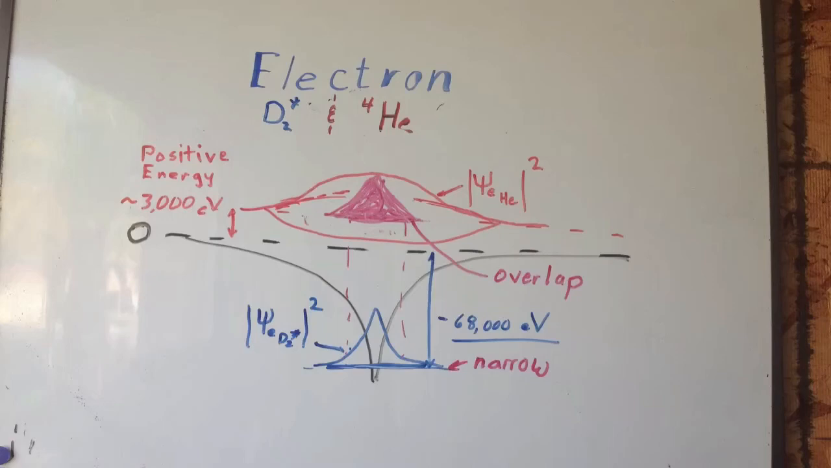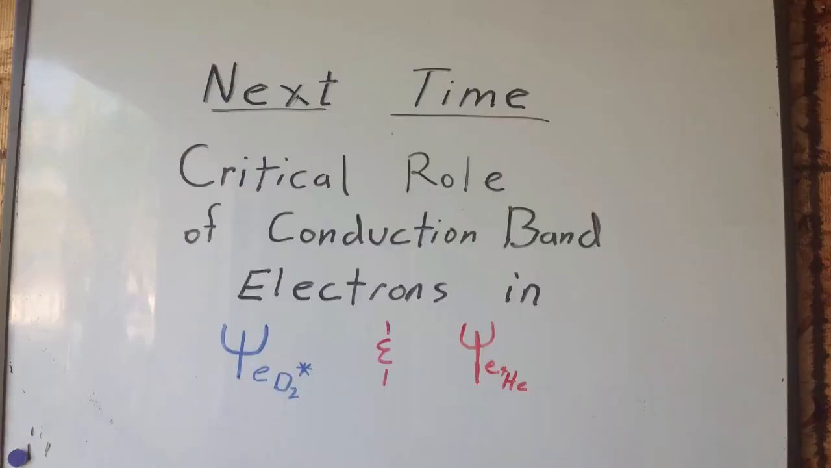We haven't answered our three quantum criteria questions yet, but are well on the path to understanding the answers. Next time we will discover the critical role of the conduction band electrons in allowing the formation of the D2 star intermediate and supplying the electrons for the fusion energy loss.